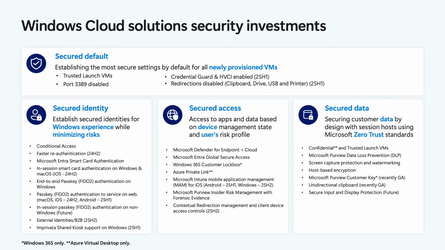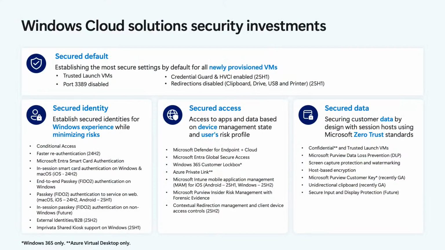And when we look at securing the customer data that's inside the VMs, we talked about confidential and trusted launch VMs before, but integrating with Purview DLP, having screen capture protection and watermarking available on all OS platforms, and more importantly, that was recently GA'd, we launched the ability to control the direction and type of data on the clipboard. So with unidirectional clipboard, now you can control whether the data can be copied in or out of the VM, as well as the type of data that could be copied in and out of the VM. That could be text, images, files, etc. So we're very much looking forward to you being able to try those capabilities and deploying that in your solutions to secure your users.